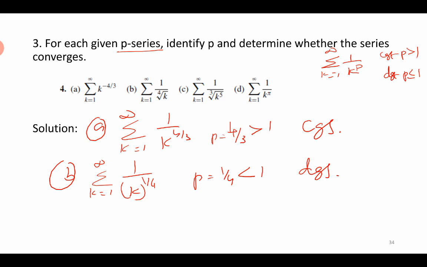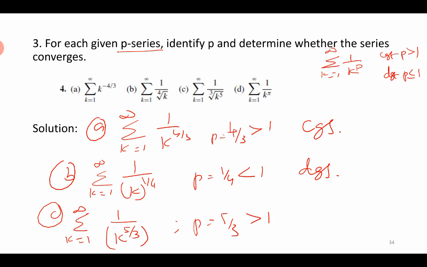So it diverges. Next, c. Is it 3 over 5 or 5 over 3? How do you write it? The summation from k equals 1 to infinity of 1 over k to the power 5 over 3, third root, isn't it? Therefore p is 5 by 3, which is greater than 1, so it converges. The final one is pi. P is pi, 22 by 7, that is 3.14 something, which is greater than 1. So this converges.